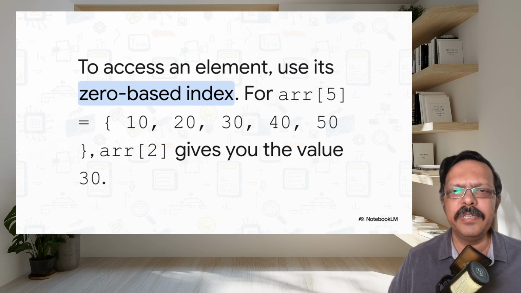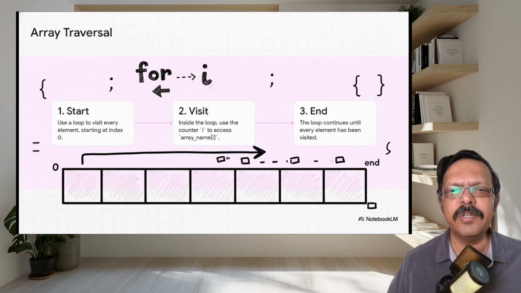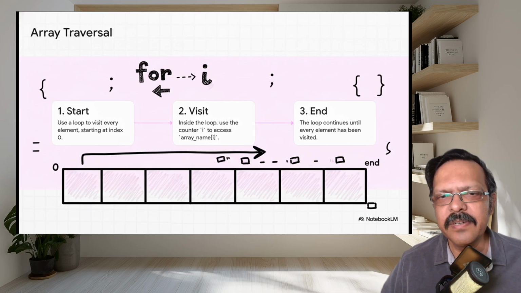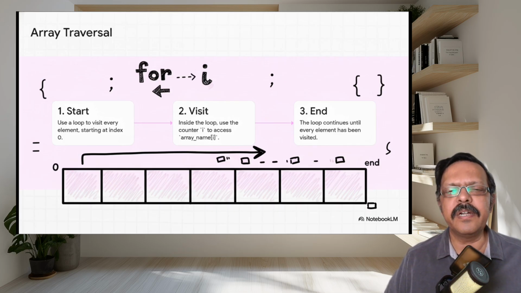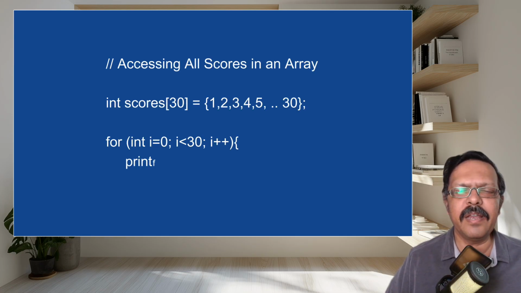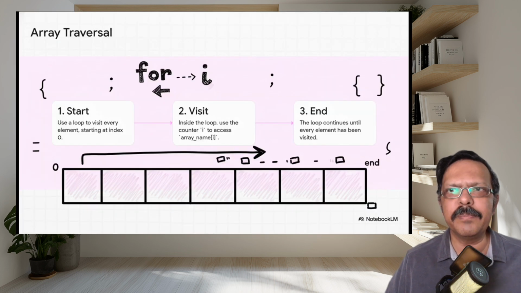Now let's look at looping through an array. Earlier we talked about for loops, while loops, all the different ways of trying to repetitively do a task. So to repetitively retrieve the scores of these 30 students, you just have to put a for loop starting with i equal to 0, while i is less than 30, keep incrementing i, and you can access scores of i. So every time i is moving by 1.